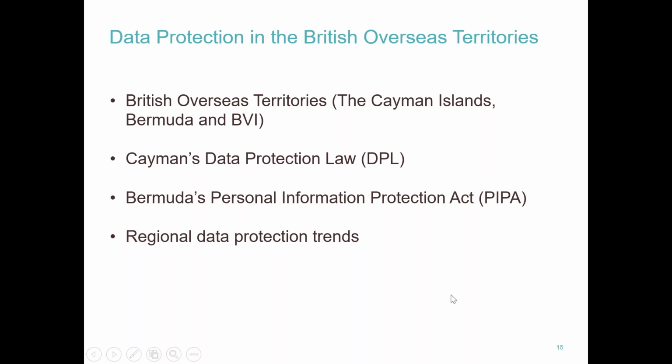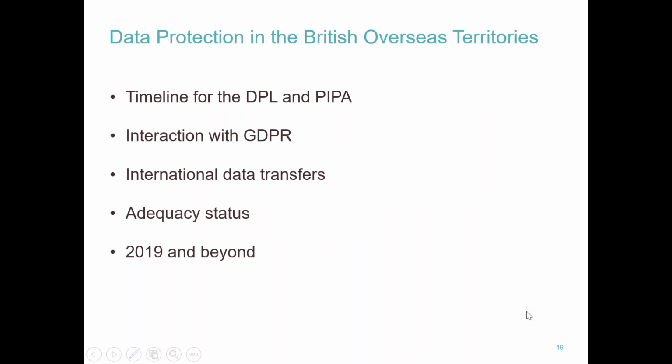So turning to slide 6, in terms of timing, for Bermuda, PIPA is expected to come into force in December 2018, with Cayman's DPL due to follow shortly thereafter in January 2019. And both jurisdictions are currently in the process of staffing up the Information Commissioner's Office in the case of Bermuda and the Ombudsman's Office for Cayman, who will be tasked with enforcing those new laws in both jurisdictions.